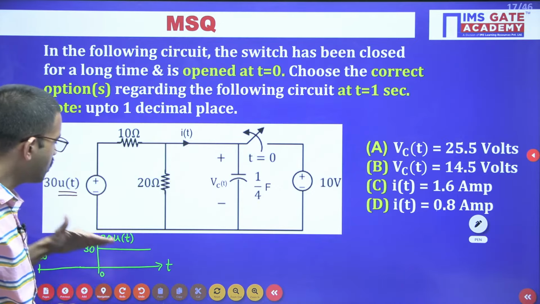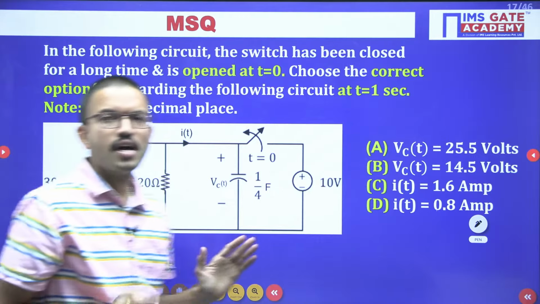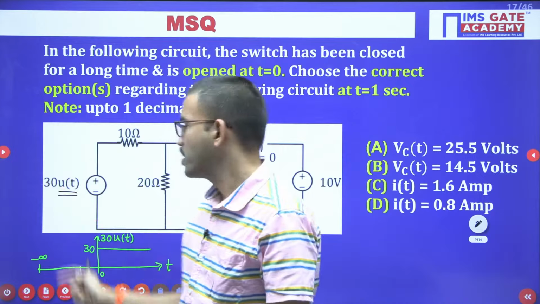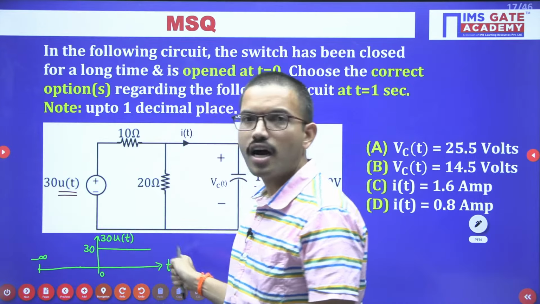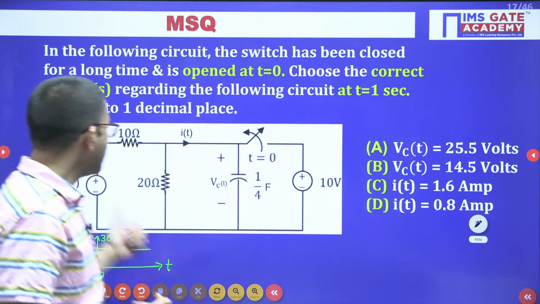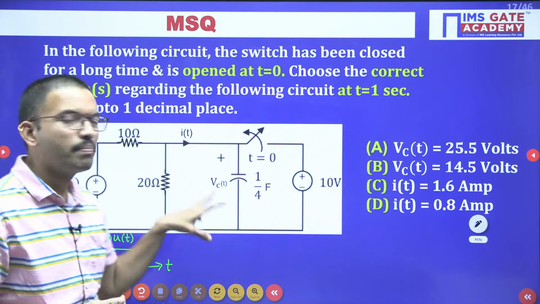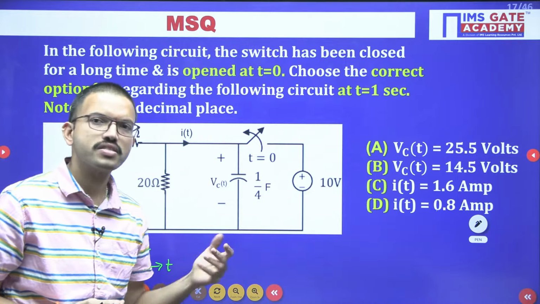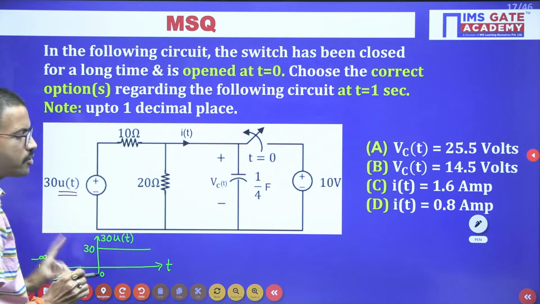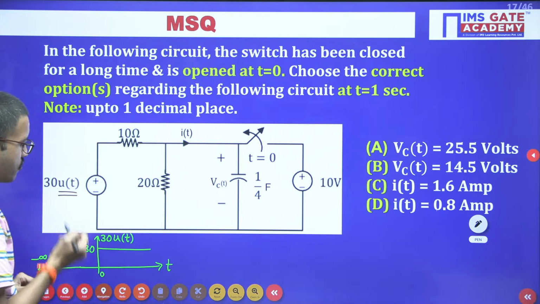From 0 to infinity, you are having 30 volts. So that means up to t equal to 0 minus, we haven't connected this source. Whereas from 0 instant onwards, we are connecting this particular voltage source like that. In that way also you will come to know that the given question belongs to transients. So for the time being, we are considering up to 0 minus. At t equal to 0 minus, we are considering.